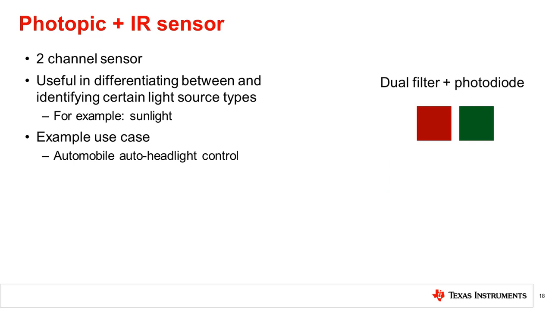An expansion of the visible ambient light sensor is a 2-channel sensor measuring both visible and IR light. This sensor is useful for differentiating between different types of light sources without needing a many-channel sensor. For example, cars can use this sensor to differentiate between sunlight and artificial street lighting by comparing the ratio of light measurements between the 2 channels.